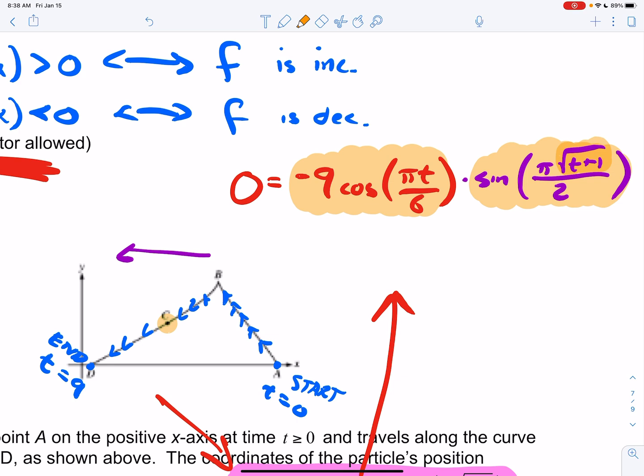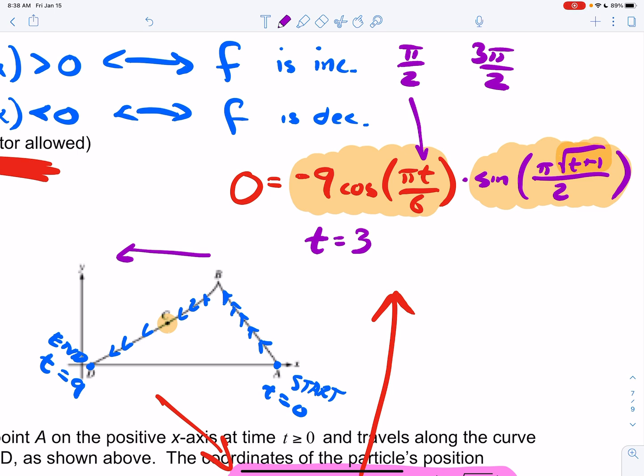The cosine will come out to 0 at 2 locations on the unit circle. It's pi over 2, and I'll write it down: at pi over 2 and 3 pi over 2. So your job is, what can I make t so that it comes out to pi over 2? Right? So t would be 3 because 3 pi over 6 will reduce out to pi over 2.